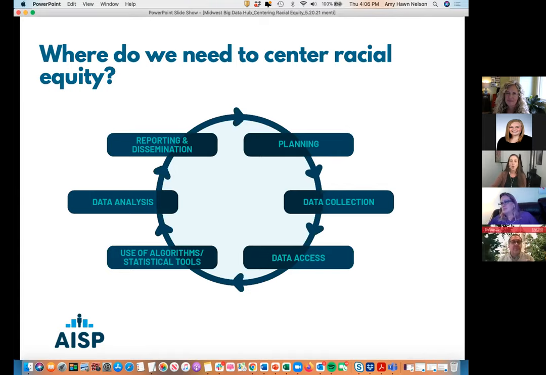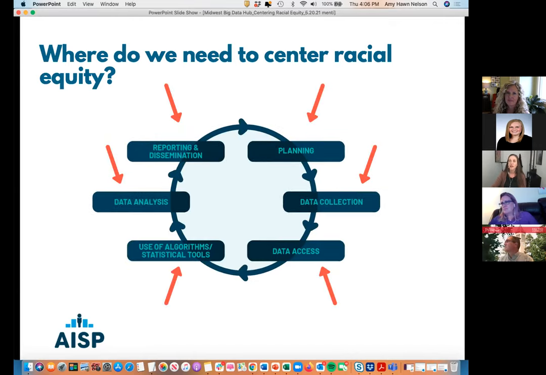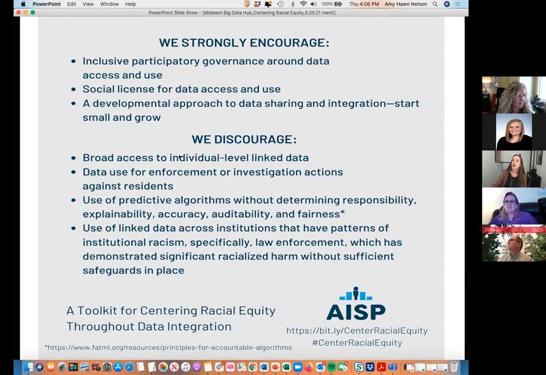So the question is, where do we center racial equity? And the answer is everywhere. There is not one part of the data life cycle where you do this. You do it at every part, which is hard and necessary. All right, so I'm gonna roll through these. These are things that we strongly encourage. These are things we discourage.